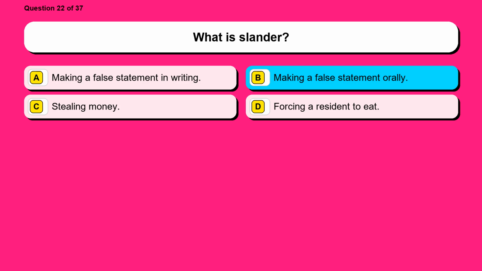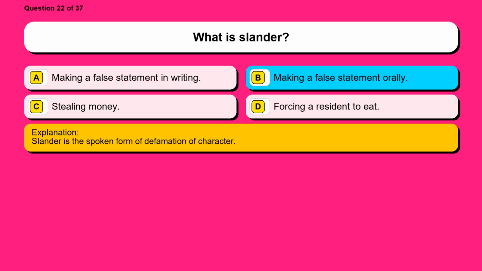The correct answer is option B. Making a false statement orally. Slander is the spoken form of defamation of character.